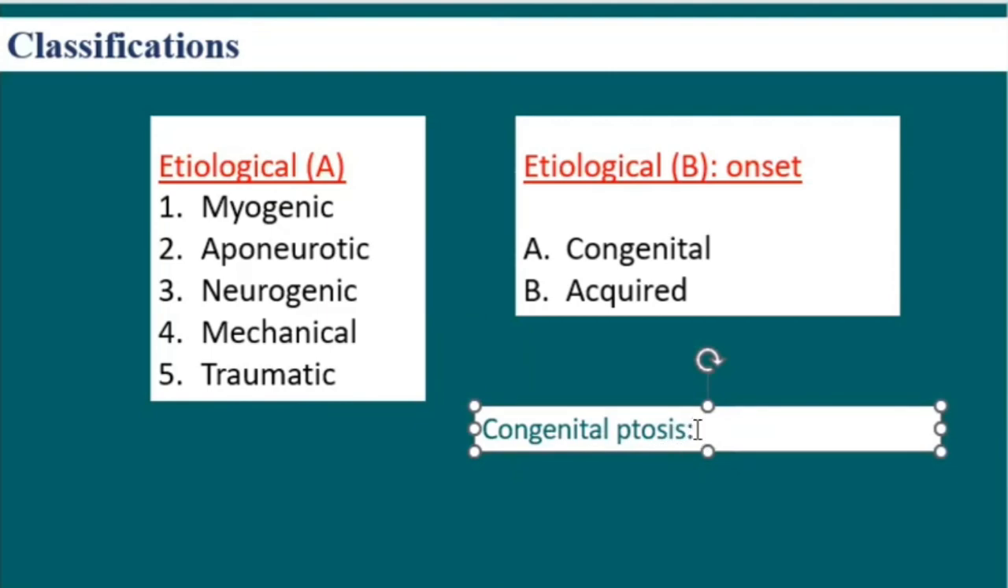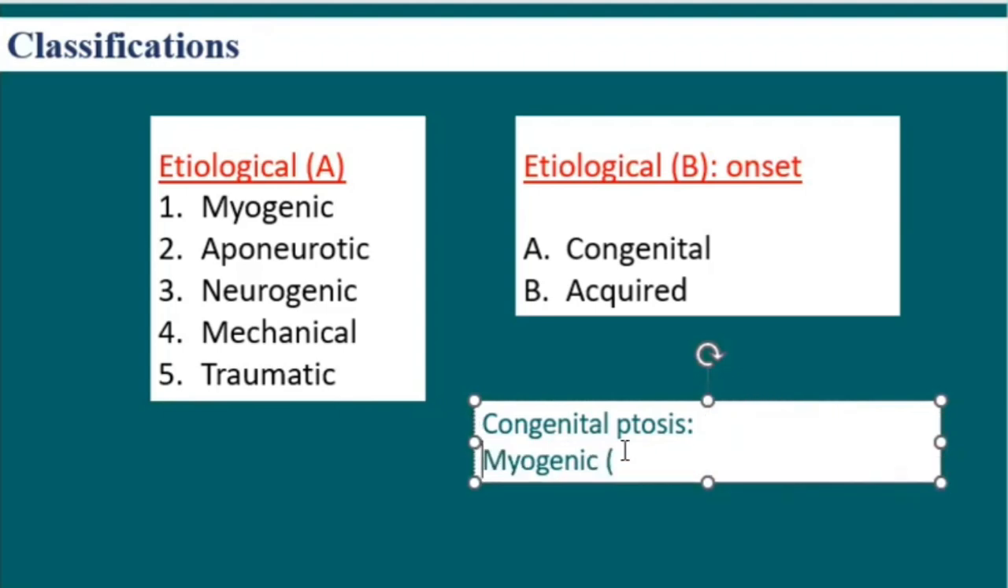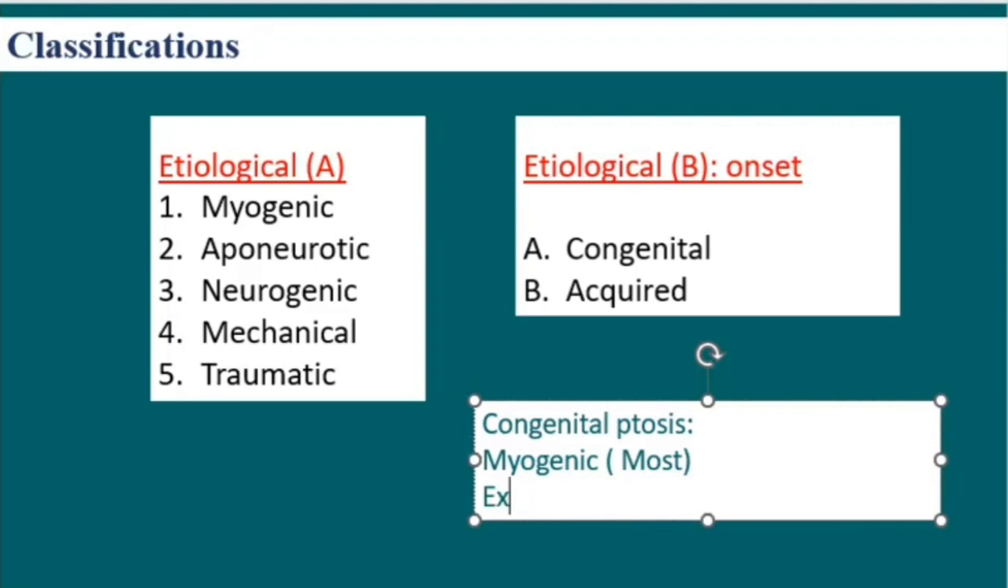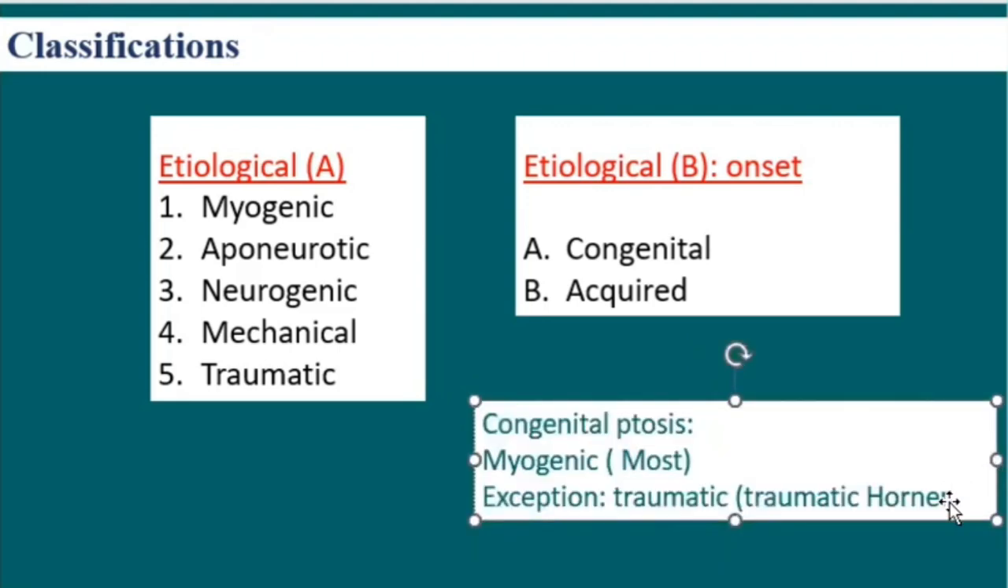Myogenic, yes. If you remember one of Dr. Verma's classes, he said dysgenesis of the levator muscle, so usually we say myogenic. But is it all cases or most cases? Most cases, there can be other causes too. Excellent. So most cases of congenital ptosis are myogenic, but we have exceptions. Sometimes the cause may be traumatic, like congenital Horner. This is a point to be noted: not all cases of congenital ptosis are myogenic.